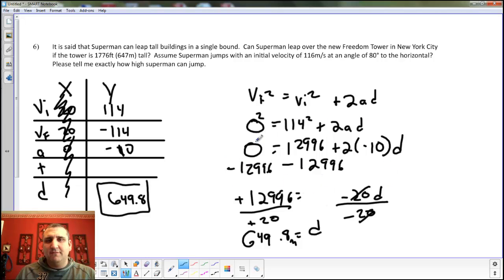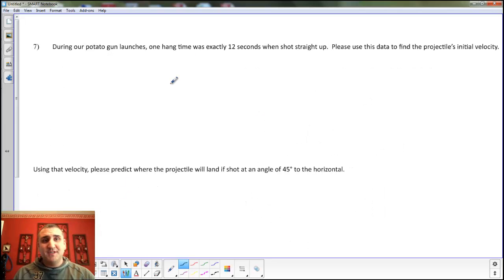Number 7, potato gun launches. This is actually something that I usually like to do with the potato cannon, but we didn't really have the opportunity to do it this week, and we're probably going to be moving on next week, so I'm sorry to say it. If we have time in the spring, we'll go back out with the potato cannon as part of the review. But, long story short, we used the time up and down to figure out the initial velocity here, to play with where it's going to land.